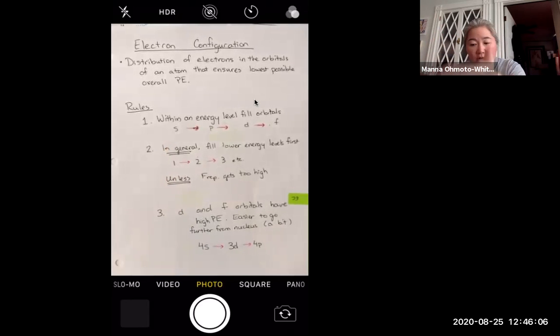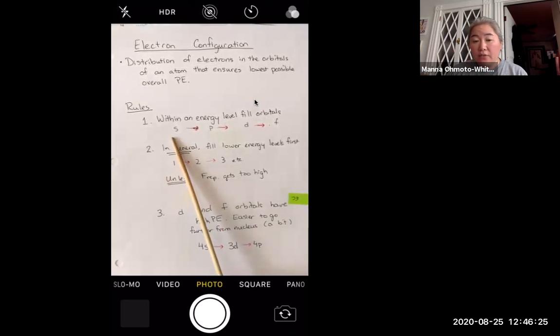So in the energy levels, they want to be as close to the nucleus as possible. So they will fill in the first energy level before the second, before the third. They are only going to move to the next energy level, in general, when the repulsive force gets too high.